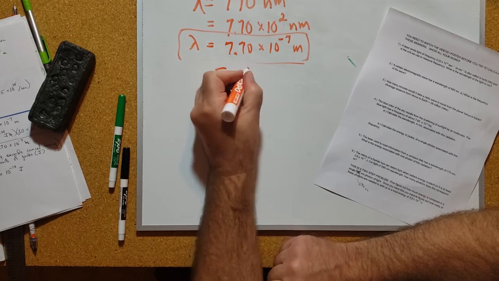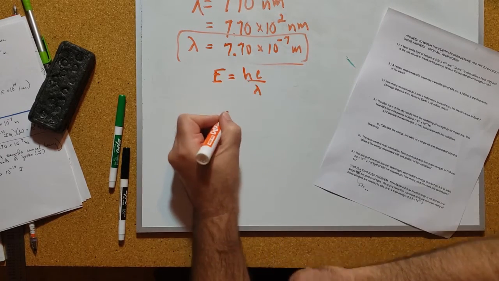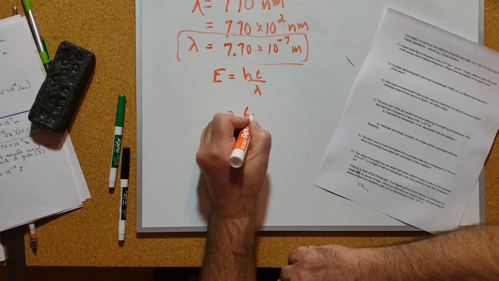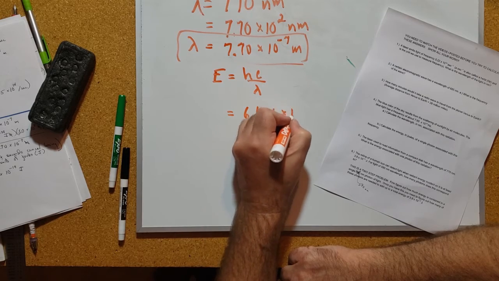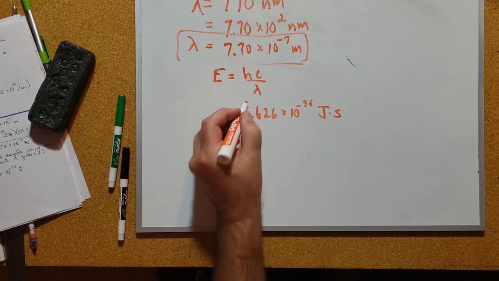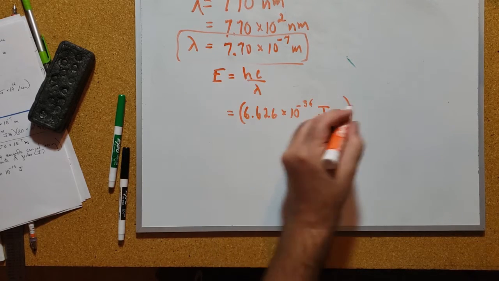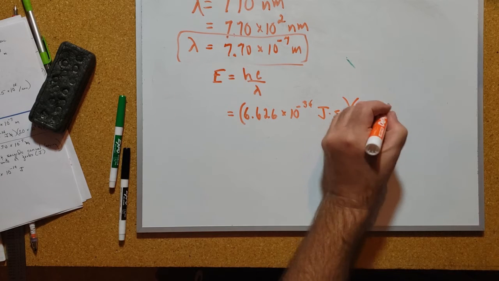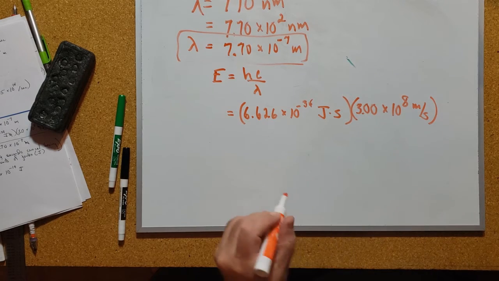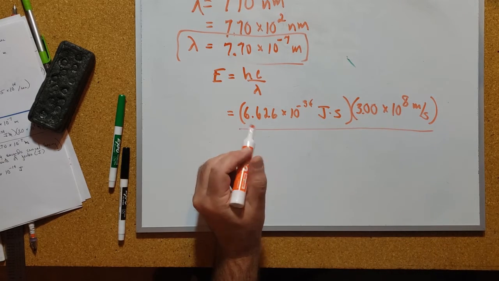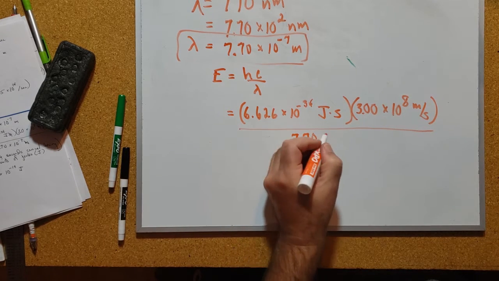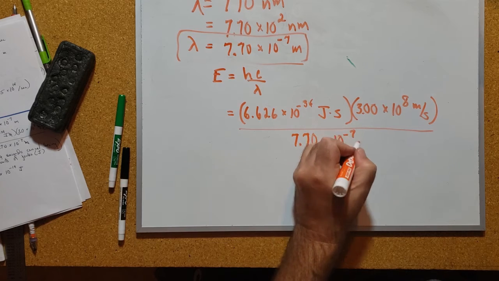If E equals hc over lambda, what is h? H is Planck's constant, never changes, 6.626 times 10 to the minus 34 joules times seconds. Now c is the speed of light, which is 3.00 times 10 to the 8th meters per second. And now the wavelength is going to be in meters, 7.70 times 10 to the minus 7 meters.